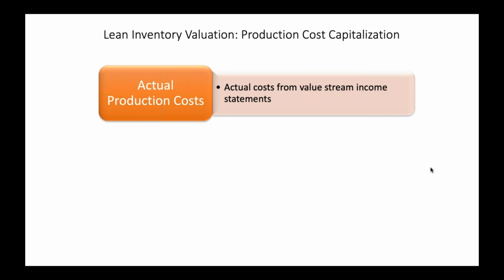So with 30 to 60 days of inventory, your actual production costs are quite simple to gather and calculate, especially if you have a value stream income statement. With 30 days of inventory, the actual production costs on your value stream income statement are accurate.